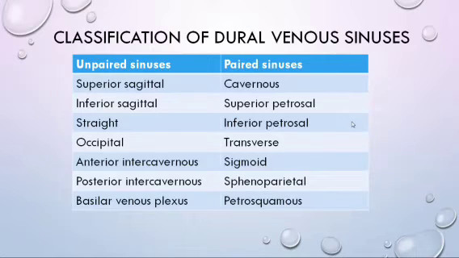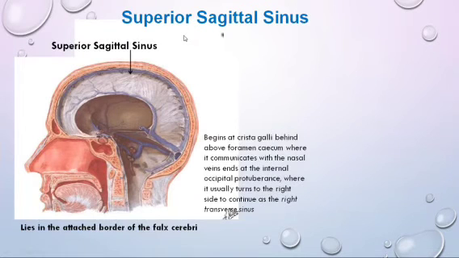Classification of dural venous sinuses and describe the cavernous sinus in detail with a suitable diagram is a very important 10 mark essay question. So you have to mug up all the sinuses, no other way. Now first we'll see about the unpaired sinuses.